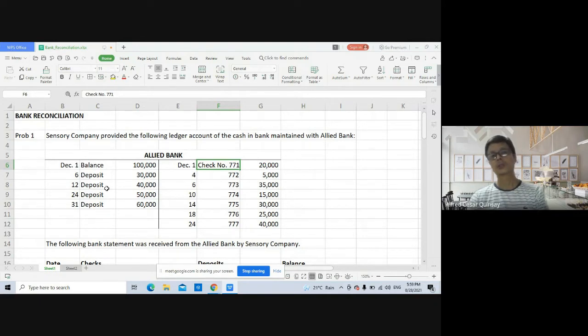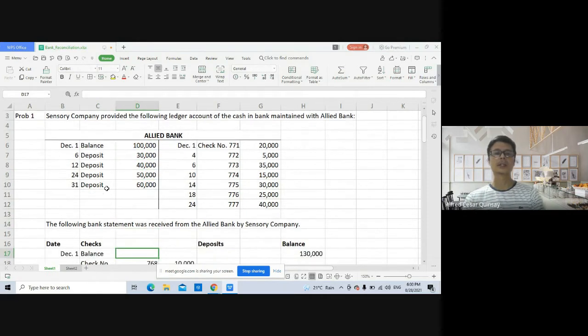So these are composed of the December 1 check number 771 of 20,000, and then on December 4, check number 772 of 5,000, 773 of 35,000, 774 of 15,000, December 14, 775 of 30,000, December 18, 776 of 25,000, and December 24, check number 777 for 40,000. So these are all disbursements of the company in regard to the transaction with Allied Bank.